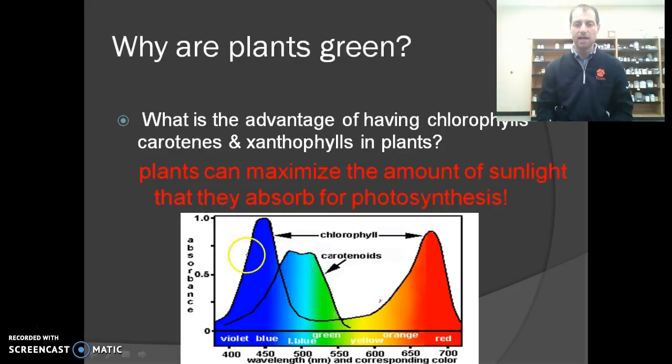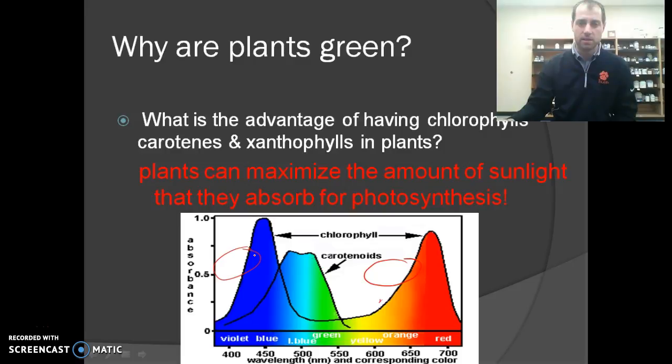And if we were to add in xanthophylls, xanthophylls are going to get even some of this color in here as well as other colors out here. Now we're using almost all of the colors of the rainbow in order to get energy for photosynthesis.